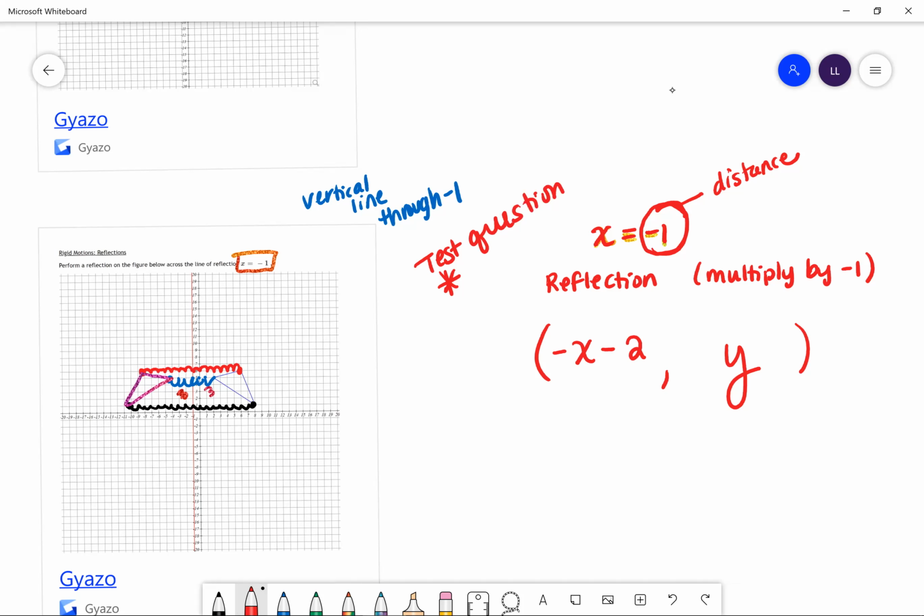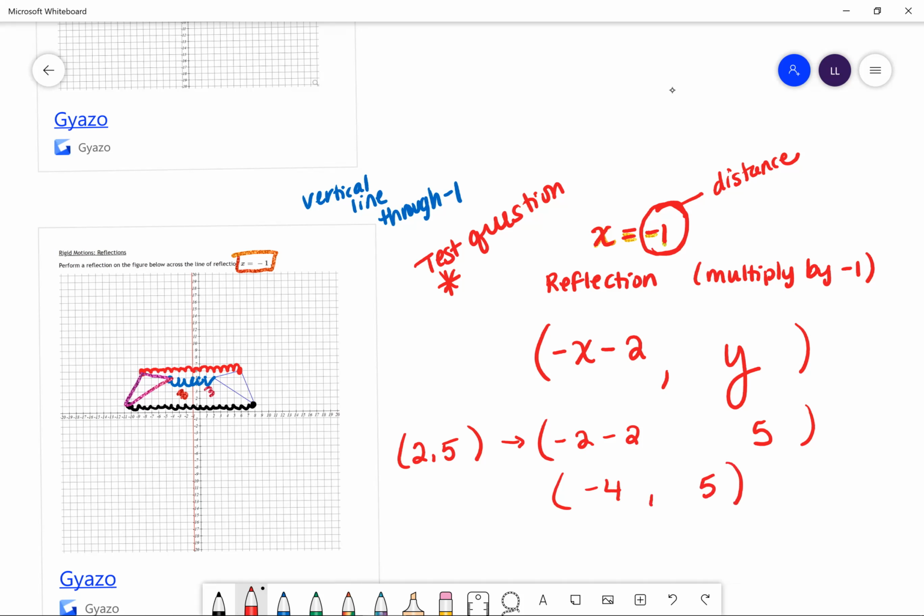Actually, let me just do one of the points. We have 2, 5 as the original point. Let's apply the rule so that we can see what the new point is. The 5 stays, because the y coordinate didn't change. But now we're going to do the opposite of 2, minus 2. The opposite of 2, minus 2 is -4, so the point is -4, 5.